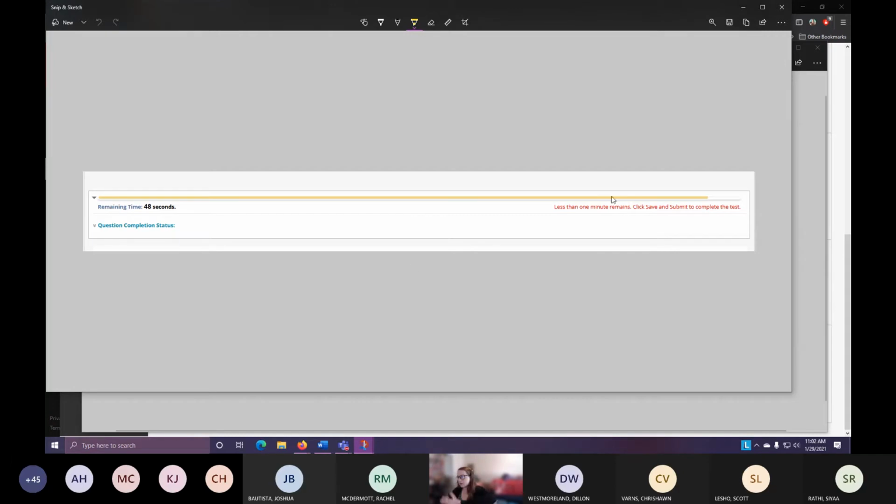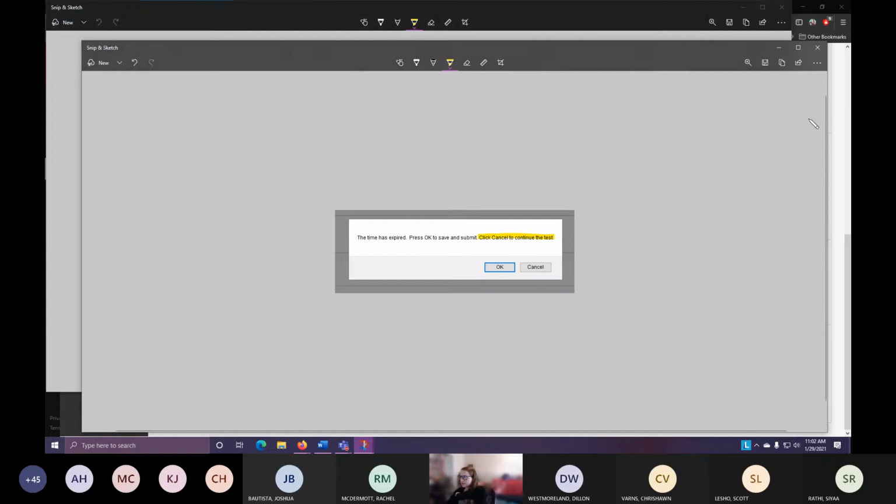But anyway, the way Blackboard handles that is not the way I thought they did. It has this little time thing at the top, and if it really stresses you out, you can just hit this little arrow in the corner and it'll make it go away. But at the end of the 20 minutes, this scary message pops up. It says time has expired, and it looks super official. It really looks like you've run out of time.